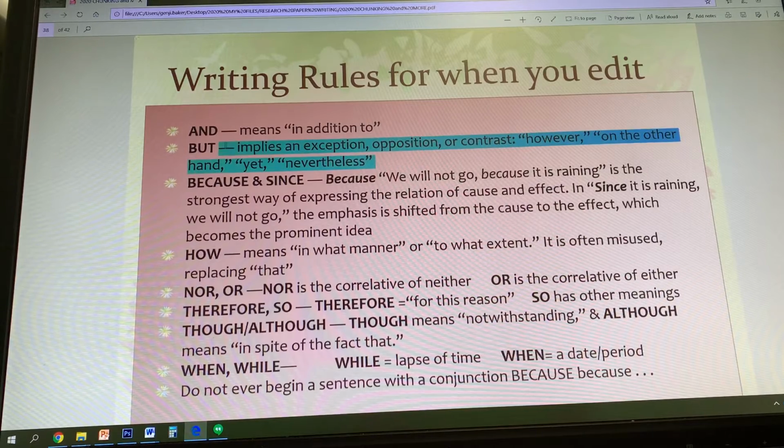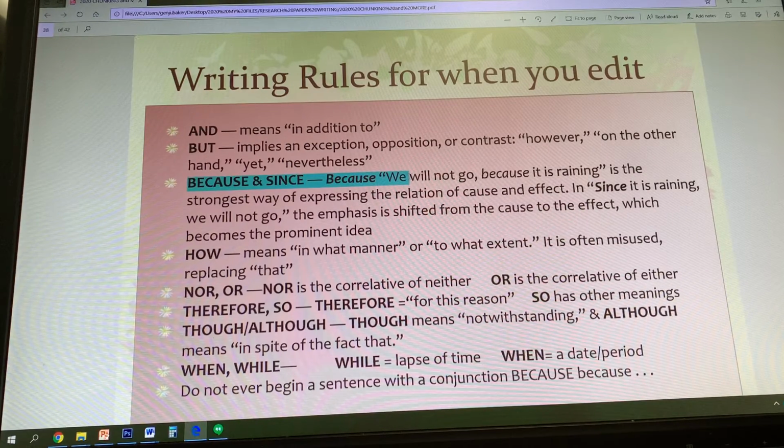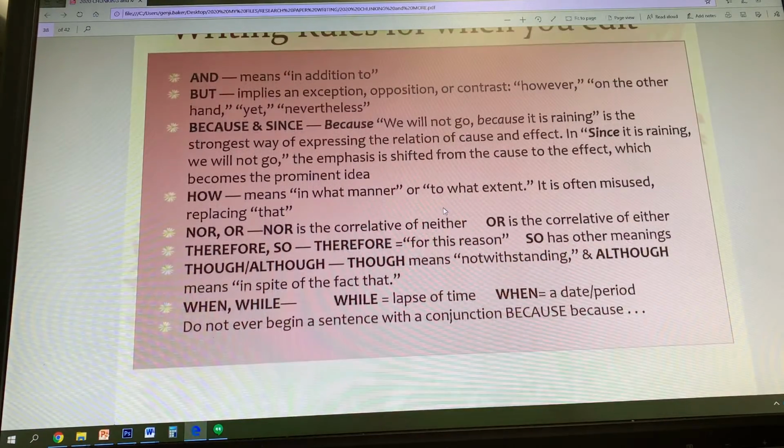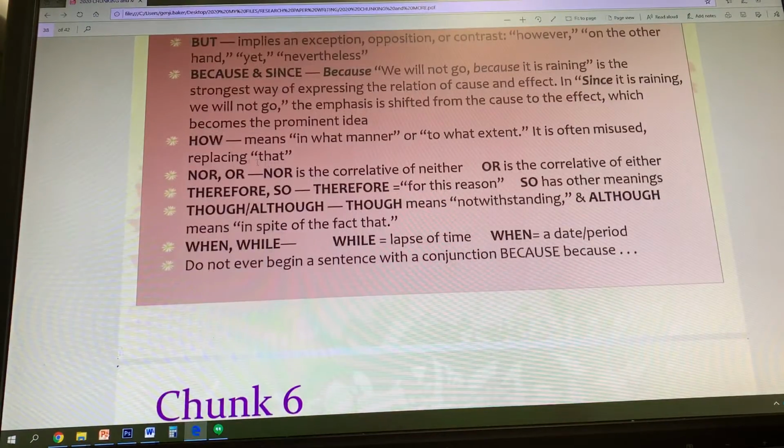they're all the same. Now, here's a really cool thing, though, is that you don't use but all the time. You can use however, on the other hand, yet, nevertheless. They're all kinds of synonyms for but. Because and since. Because of this, we won't do that. Since this, we won't do that. So you have to think, what are on either side of the because or the since?